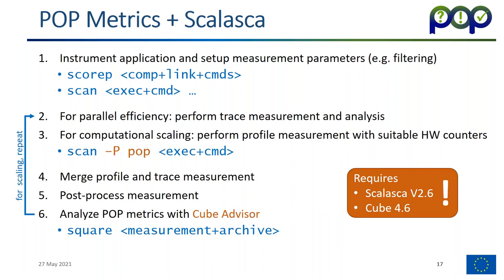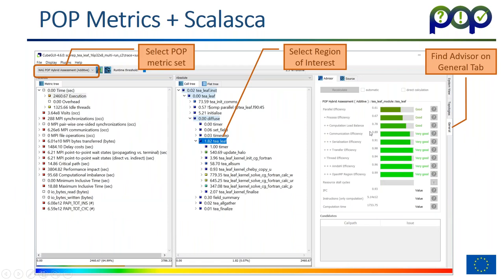And this is now how it looks. On the right side, you have the Cube Advisor. The Cube tool has different views on the right side, and the advisor can be found by clicking the general tab. When the advisor shows up, the next thing you will want to do, on the top left, is select one of the metric sets, like the original POP1 metric, or the additive or multiplicative POP metric set.